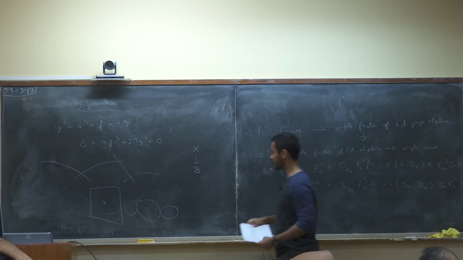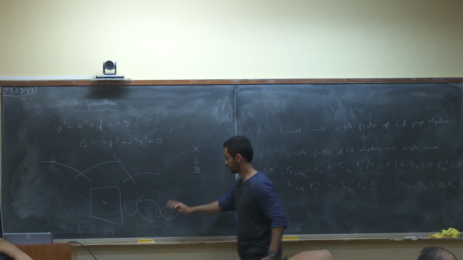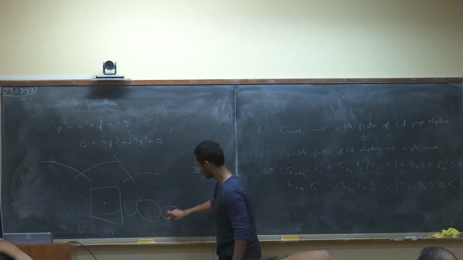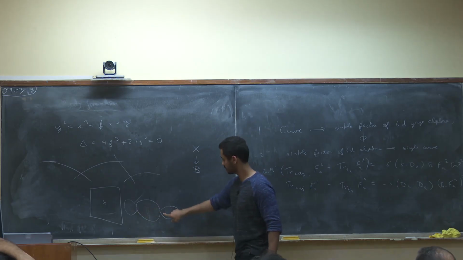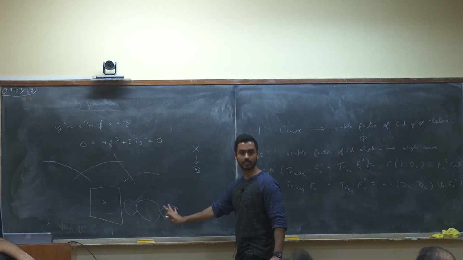So suppose you're looking at this gauge algebra, then there will be matter coming from here and from here. I mean, charge under two things. The charge under two things should be fixed.